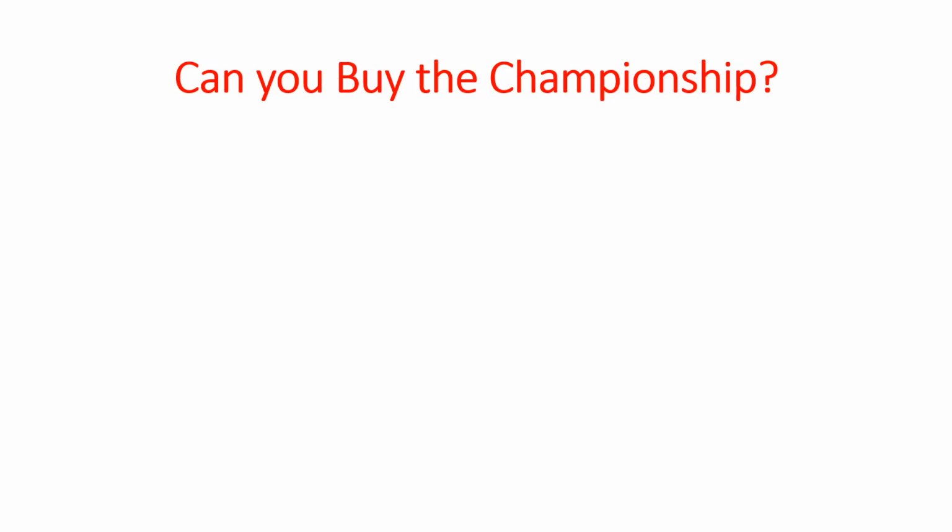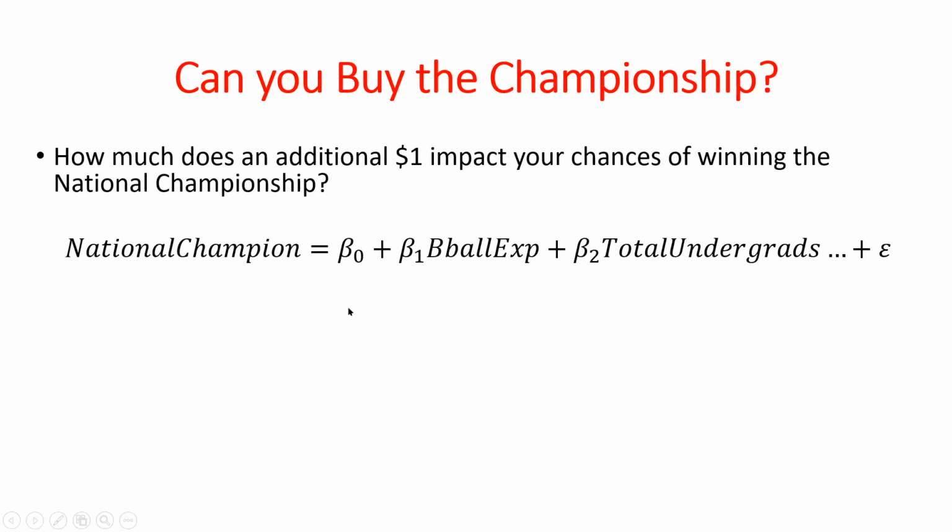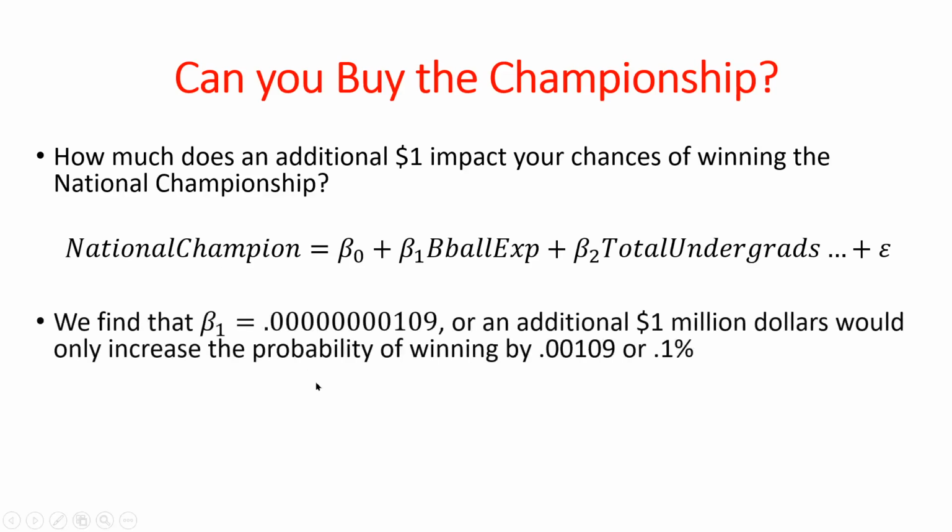So we do the exact same thing, but instead of asking what's the effect of spending more money on making a tournament, we could make the y variable 1 if you were the national champion, 0 if not. So how does spending an additional dollar impact my probability of winning it all? Well, it's an even smaller estimate, right? So we could say this is the effect of $1 more spent on my basketball program on increasing my probability of becoming the national champion.